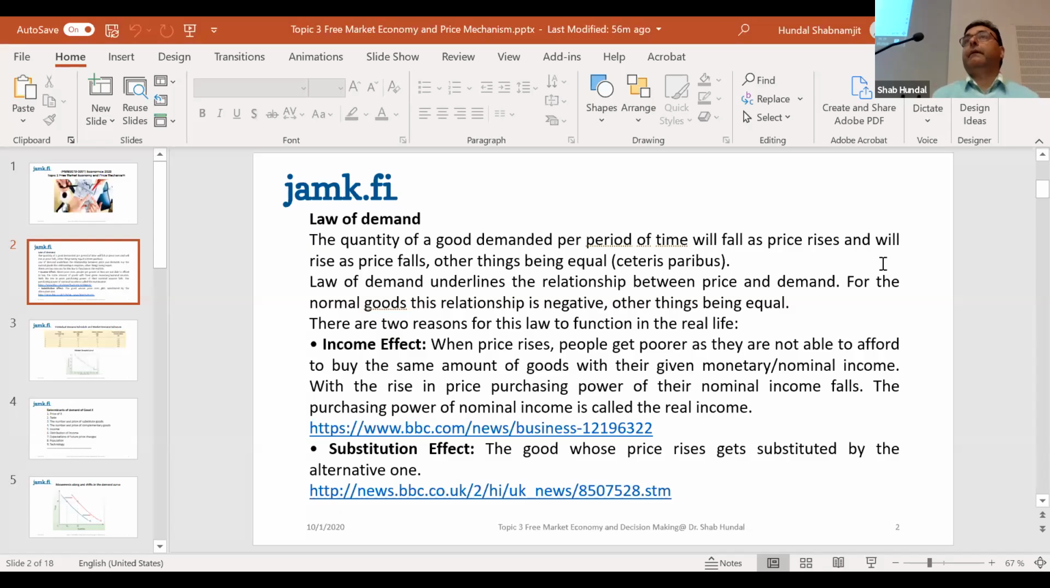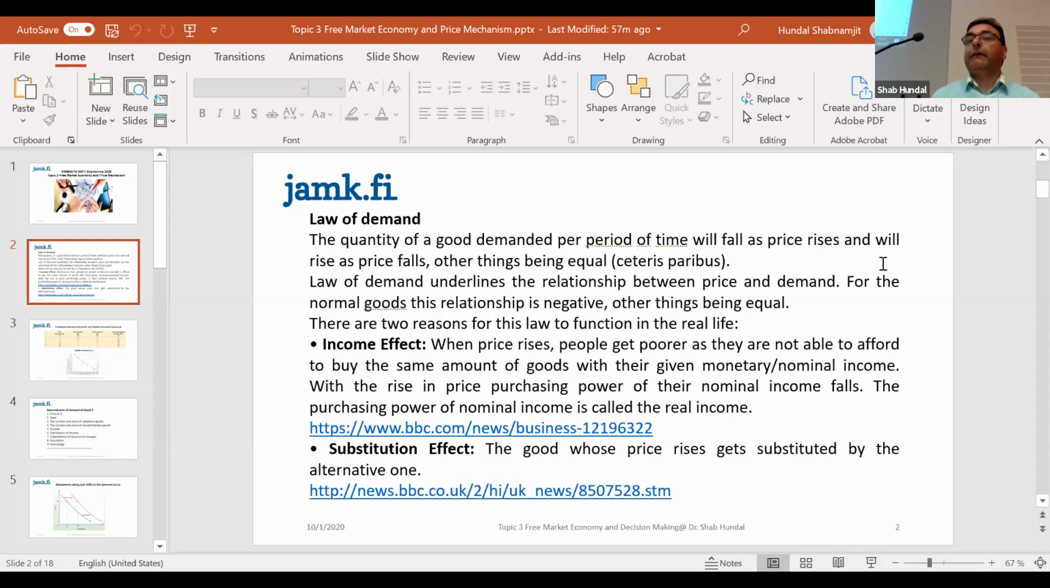In my opinion, the demand for anything, including goods and services, is the amount, the quantity of a certain good or service which will be bought at a given price of that commodity. And if the price goes up, the demand would be less. And if the price goes down, the demand would be more. Other things being equal, ceteris paribus, no other change.